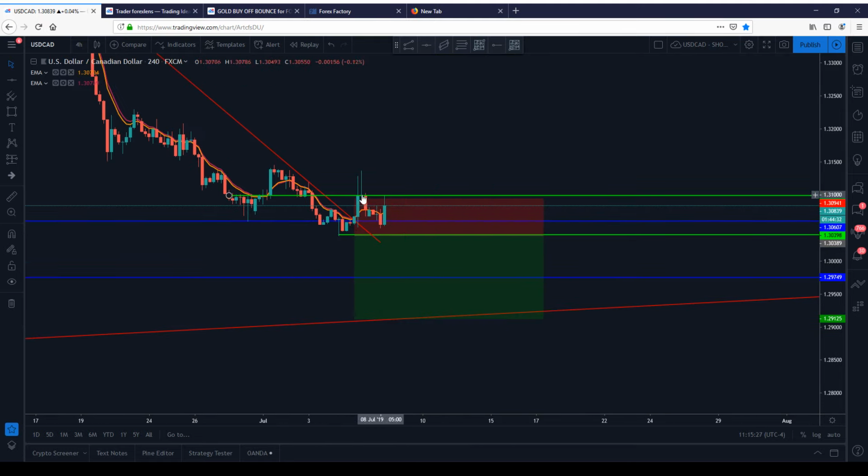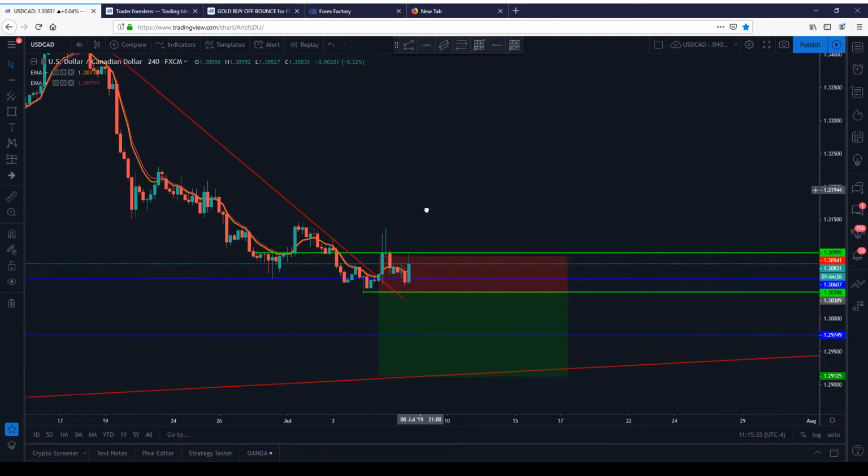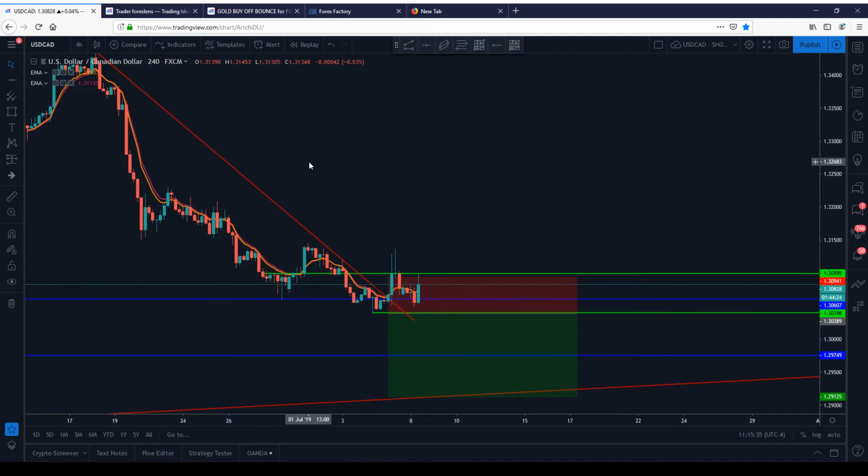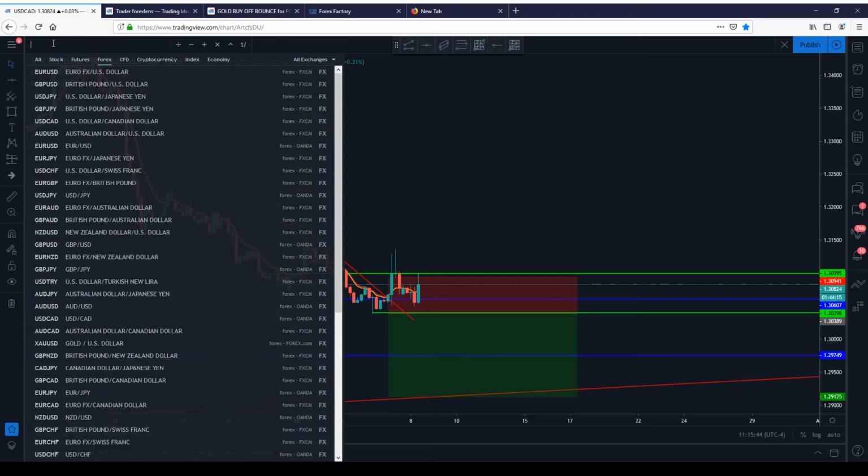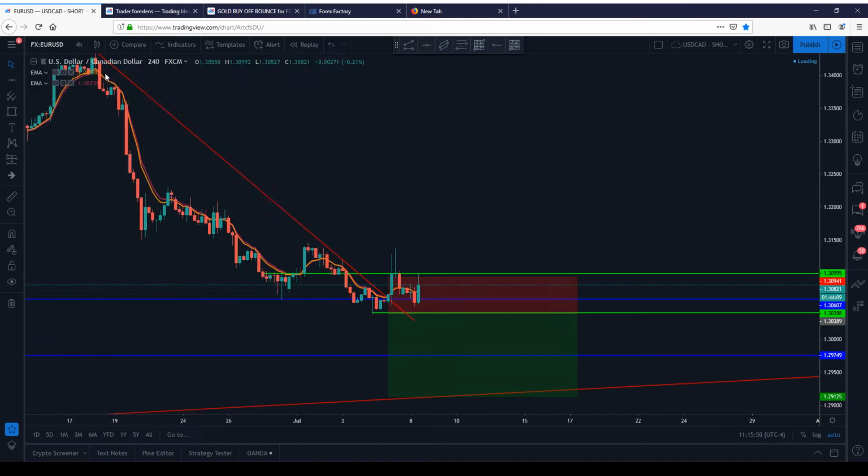For longs, look for a break above 1.301 thousand, break, retest, and then we can go long for a nice swing opportunity. This week I want more swing opportunities, I just don't want to micromanage trades too much. I believe fundamentally it's not too much. We'll check that in a bit. But that's USD CAD.